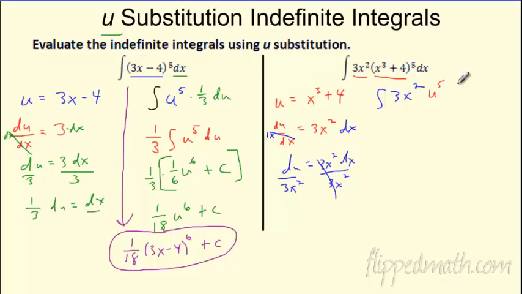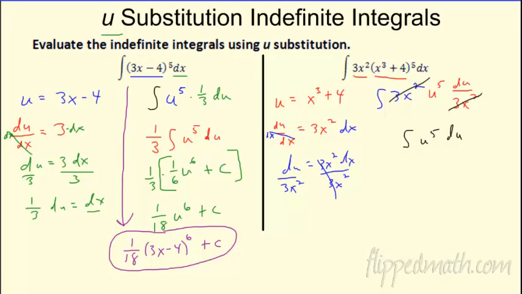dx is du all over 3x squared. So at this point, all your x's need to cancel. If they're not canceling, something's going on here. So check it out. 3x squared cancels 3x squared. We know we're good to go. So really, this is just the integral of u to the 5th du.